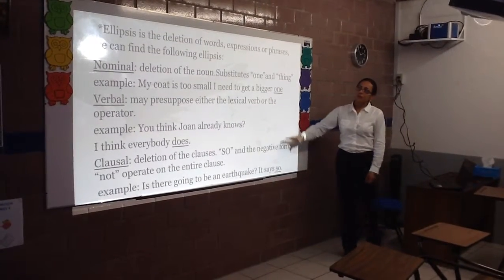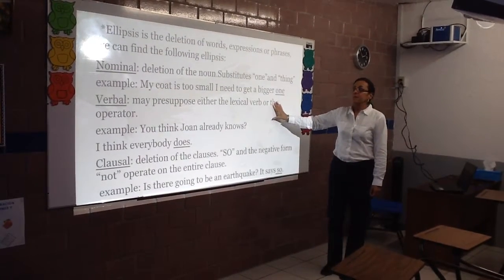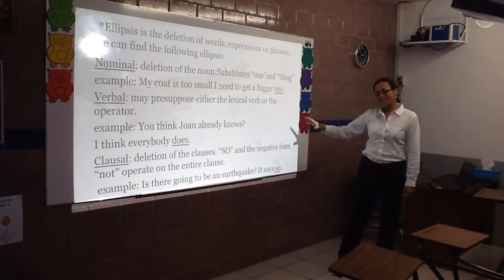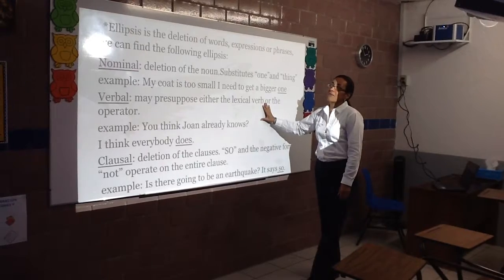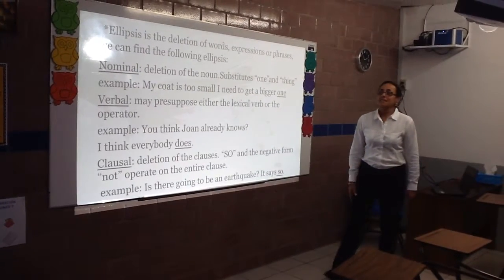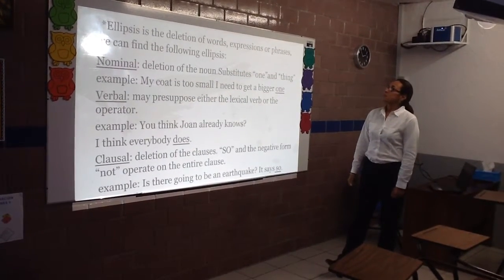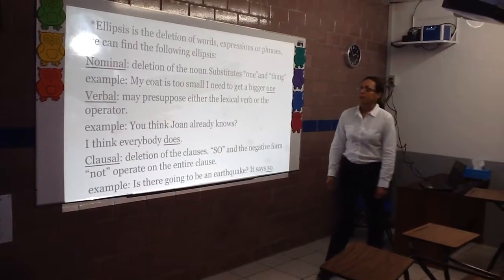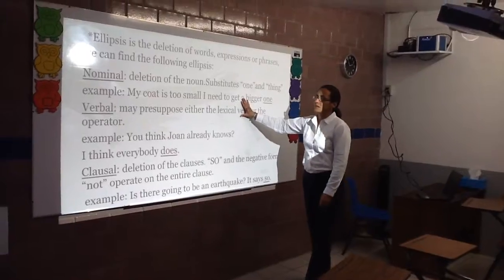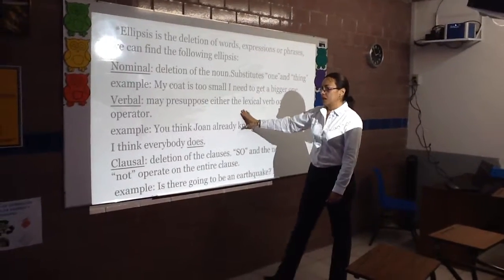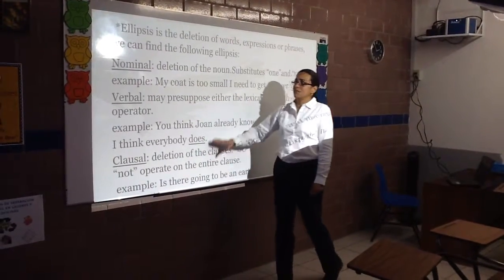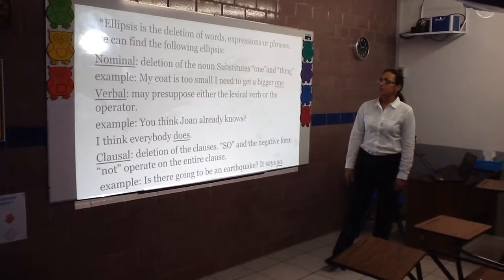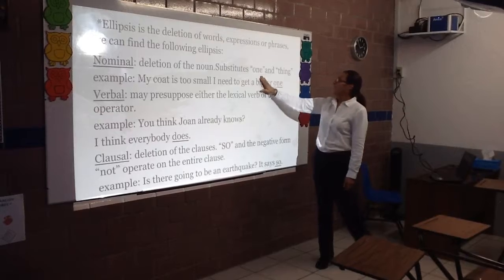Now, we are going to talk about this important topic that lies between coherence and cohesion: ellipsis. Ellipsis is the deletion of words, expressions, or phrases. We can find the following ellipses in regular writing: nominal ellipsis, verbal ellipsis, and clausal ellipsis. A nominal ellipsis is the deletion of the noun, substituted by one in a thing.